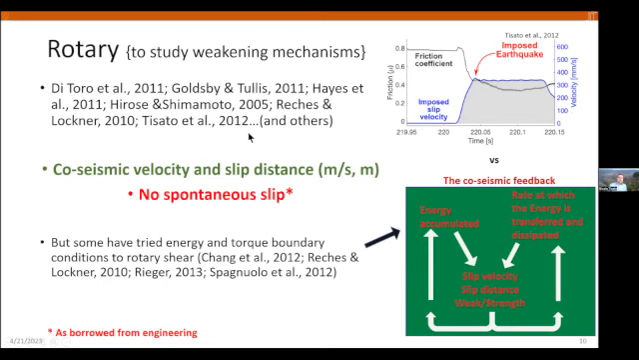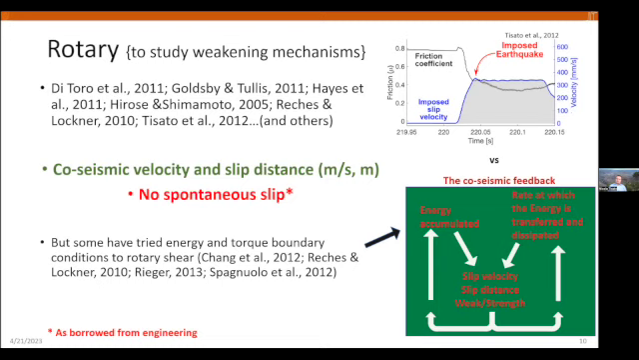So the rotary shear experiments, right, are excellent to go at co-seismic velocities and to get to the slip distances which are typical of an earthquake, which are meters, right? However, the way they have been performed so far does not allow to see the spontaneous slip, the spontaneous nucleation of an earthquake and the spontaneous arrest of an earthquake. In other words, it does not allow us to see what I call the co-seismic feedback.